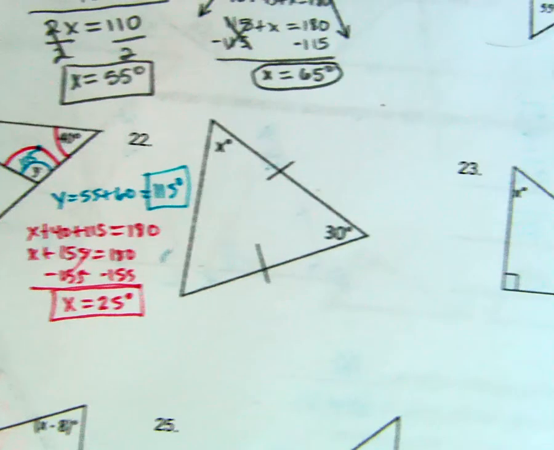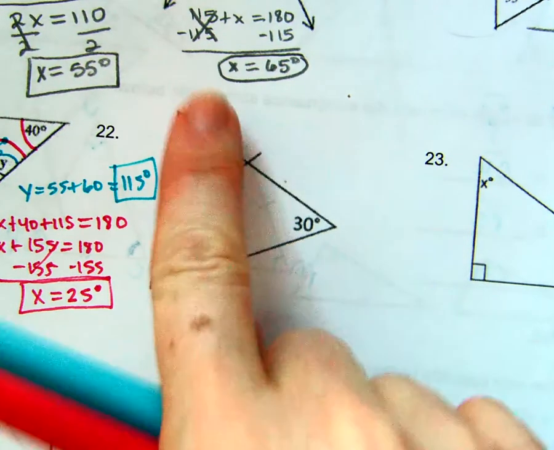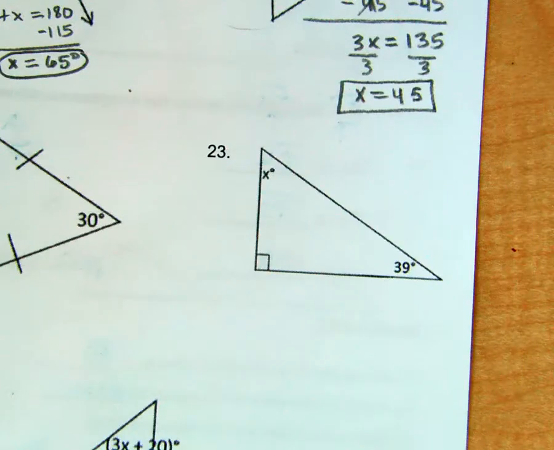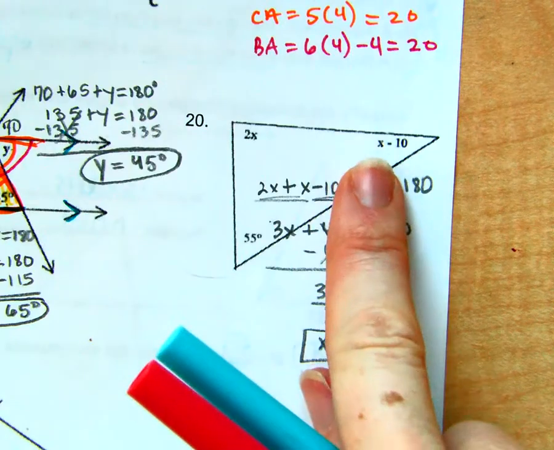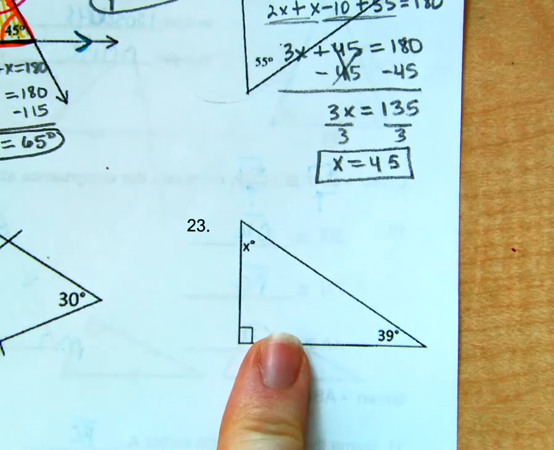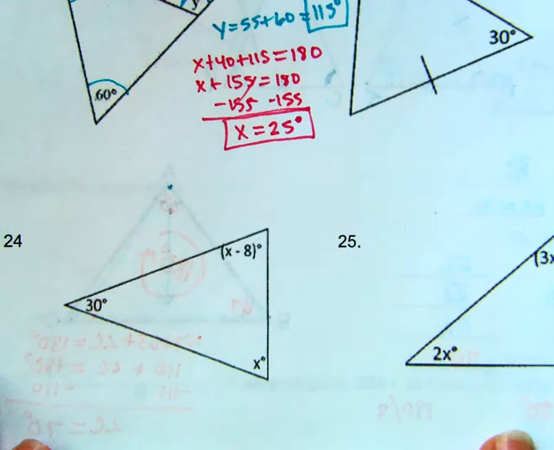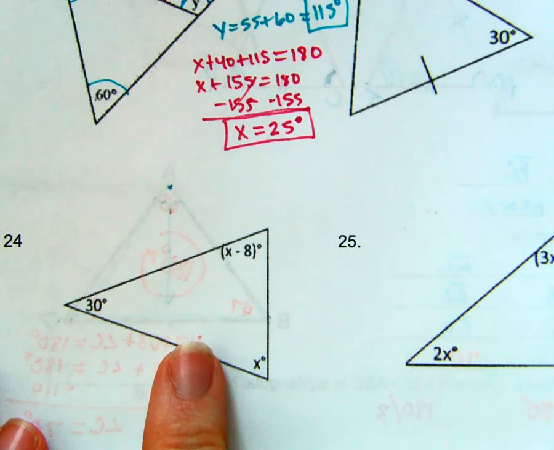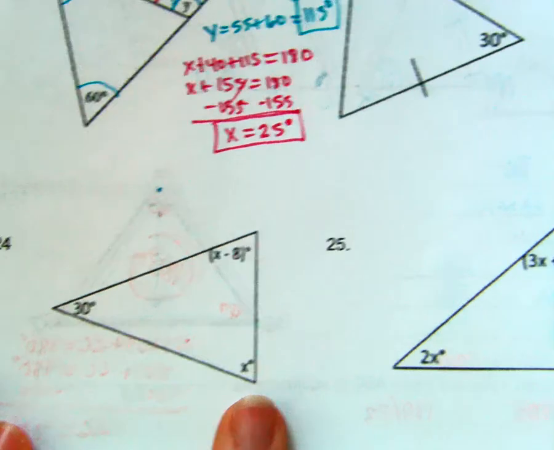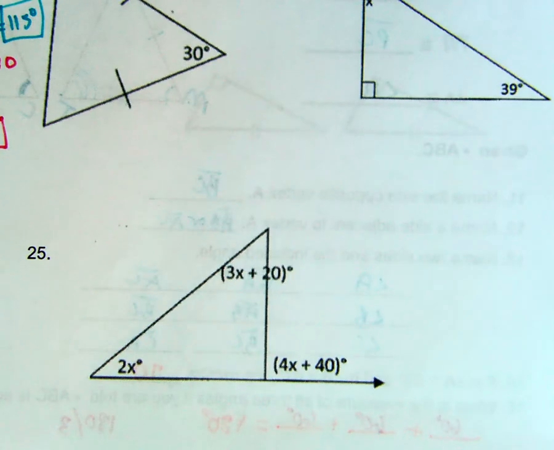All right, 22 is just like 18, so you've got a 2x plus 30 equals 180 situation because it's isosceles. I'm just going to move on from that. And then 23 is just like 20, so I'm just going to add 90, 39, and x and set it equal to 180, and that will give me that one. 24 is just like 20 and 23, so I'm just going to add 30, x minus 8, and x, and set it equal to 180 and solve it. So I'm going to leave you to do that one. And I'm going to do 25. Again, I'm skipping some because I don't want this video to be insanely long.